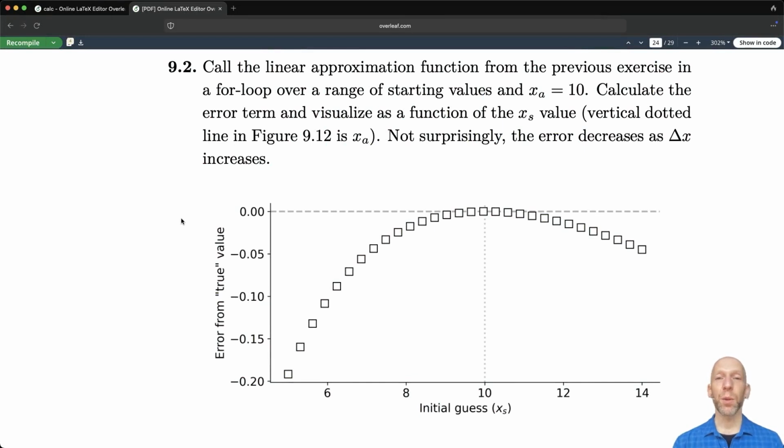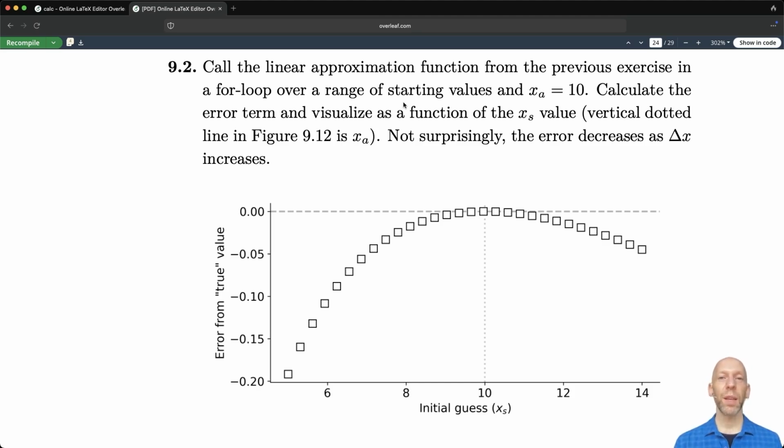Welcome to exercise 2 of chapter 9. Here we will continue working with the linear approximation function that you created in the previous exercise. And now what we are going to do in this exercise is explore how the approximation error varies depending on the starting value.